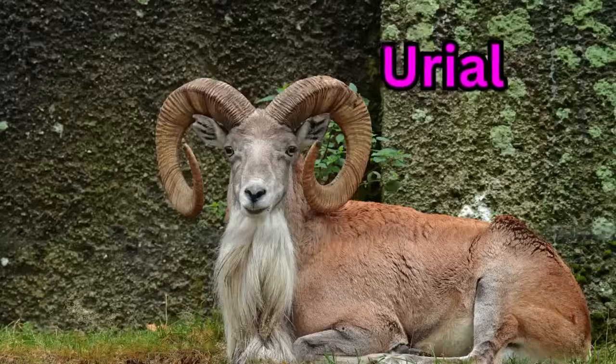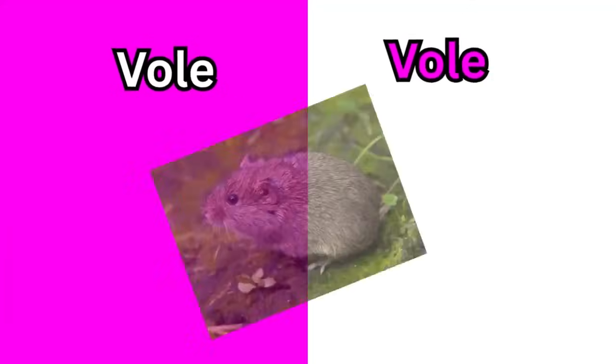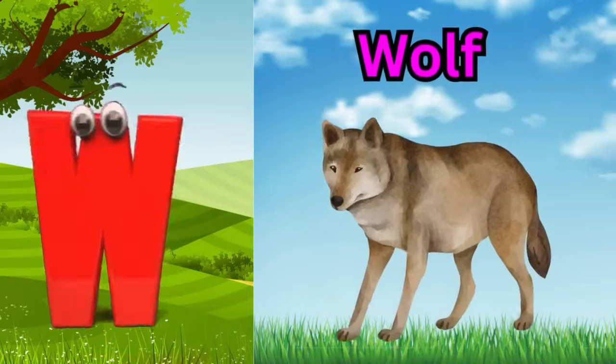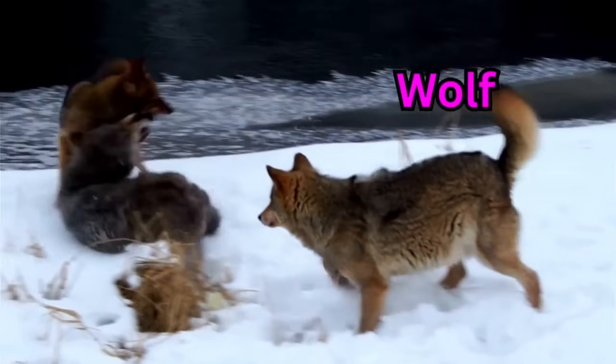This is uriel, uriel. V is for volley, volley. This is volley, volley. W is for wolf, wolf. This is a wolf, wolf.